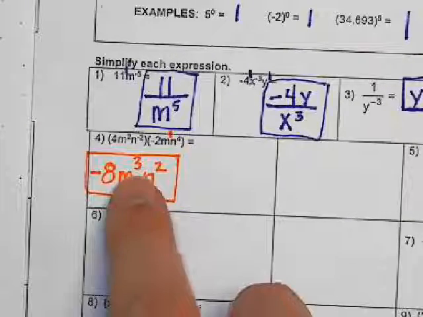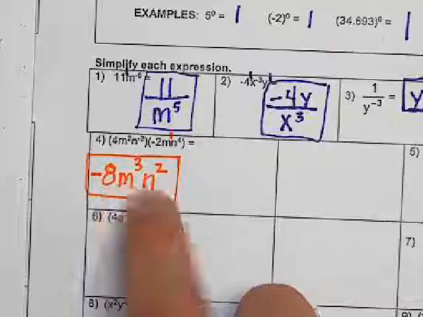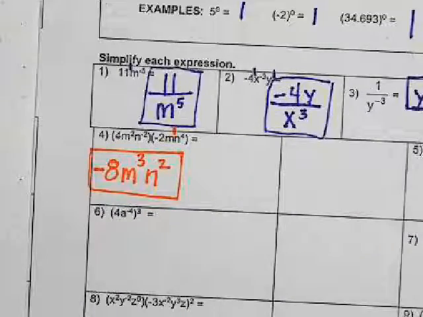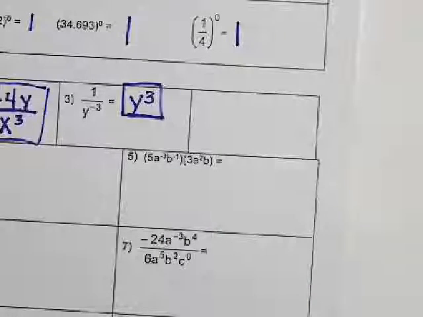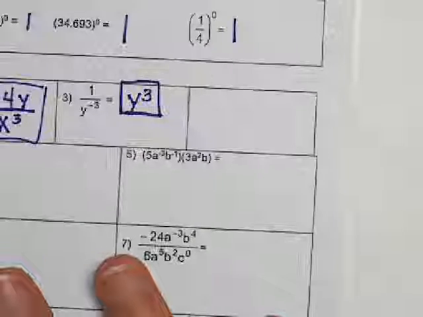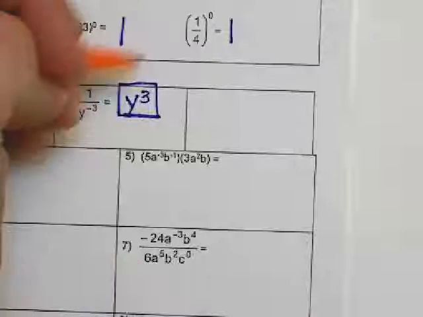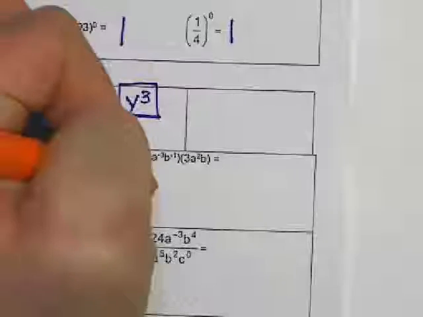I don't have a negative exponent, so nothing has to be moved to the bottom of the fraction. Okay, look at number 5. What operation are we doing on number 5? We multiply and divide it. Multiplying. So what do I do with the big numbers? Multiply. 5 times 3. 15.